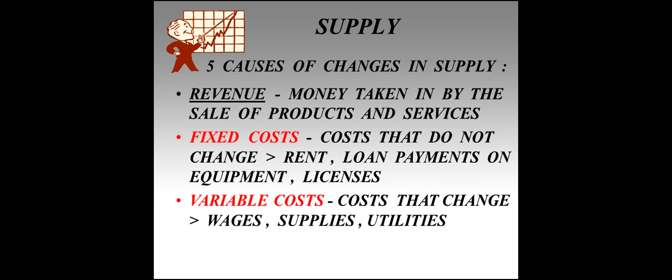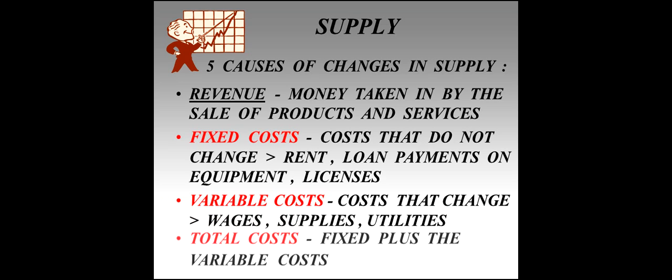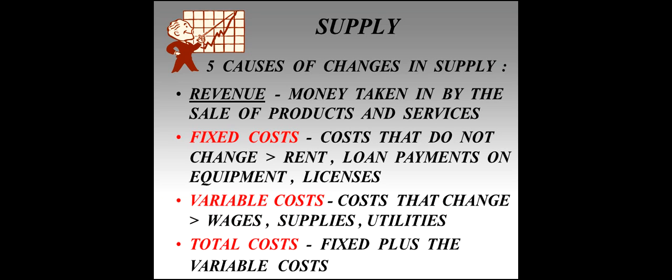Variable costs are costs that do change, such as what workers are paid, wages, cost of supplies, cost of utilities. If you're not familiar with the word utilities, things like power used to run equipment, electricity to light a facility. And the concept of total cost is where you take your fixed cost plus the variable cost to get a total cost picture for a business.